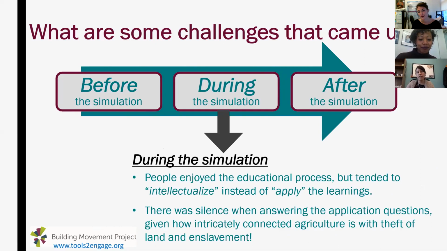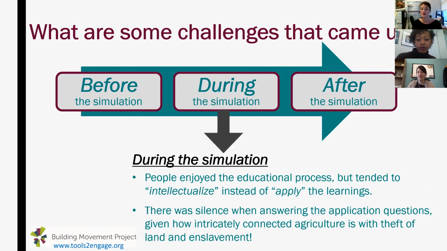Yeah, so during, and I think I was mentioning this a little bit before, it was great, engaged in the learning, and I think we all experienced that. But we are policy wonks. So there's still the staying in the brain space rather than applying the learnings. And that was something that was coming up.